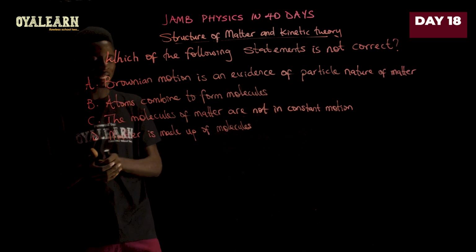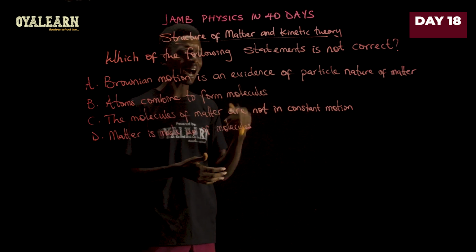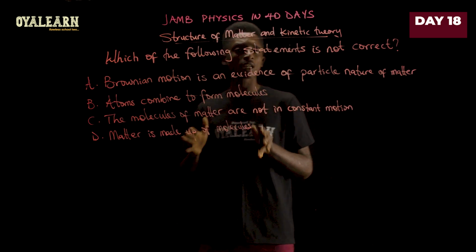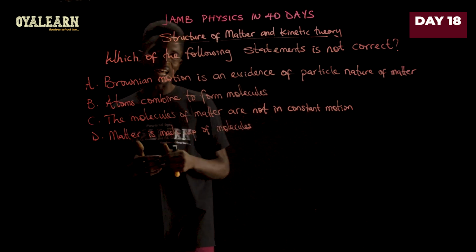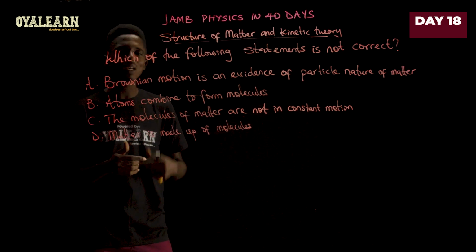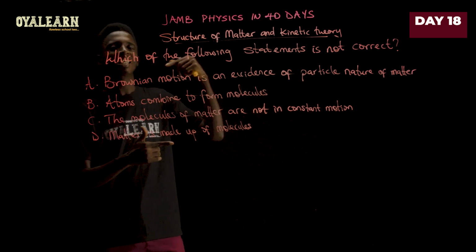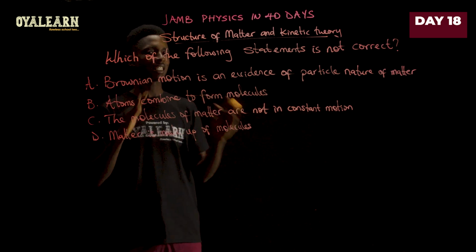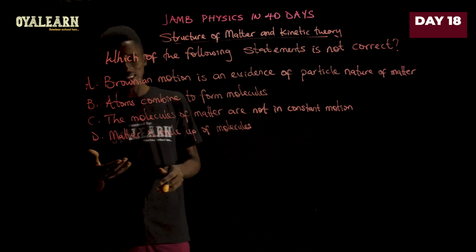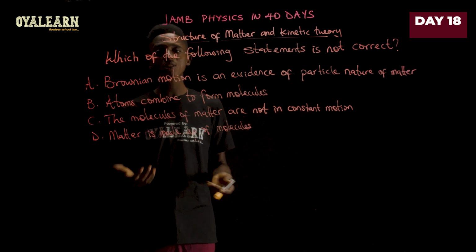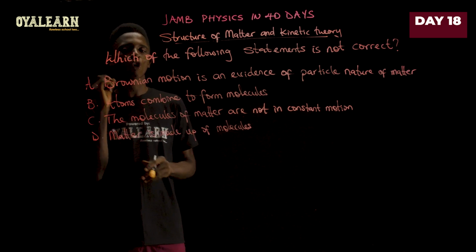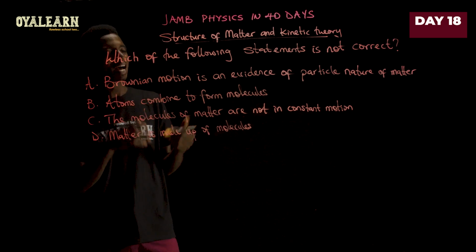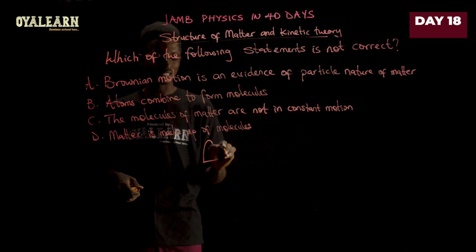Now, statement C says the molecules of matter are not in constant motion. This is false, because on the contrary, the molecules that make up matter are always in a state of constant random motion. So statement C is not correct. Now statement D says matter is made up of molecules. That is the first assumption of the kinetic molecular theory, and it is true. So the answer in this case is option C.